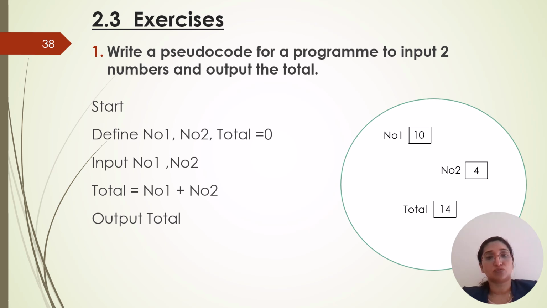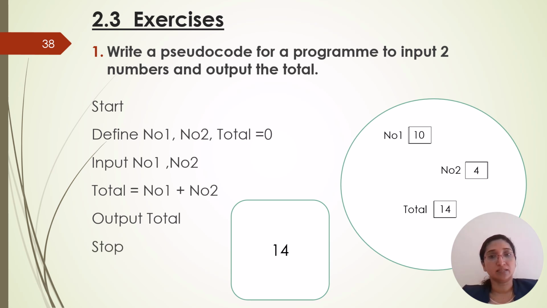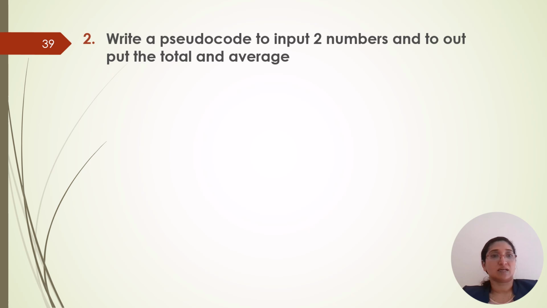And then it says output total. So what is the value you have? 14. So it will display, assume this is your monitor, the output 14 and end the program. I hope this is clear to you. So you accept two numbers. The two numbers that you entered are 10 and 4. Sum of 10 and 4 is 14. So you got the correct output. Let's move on to the next exercise.